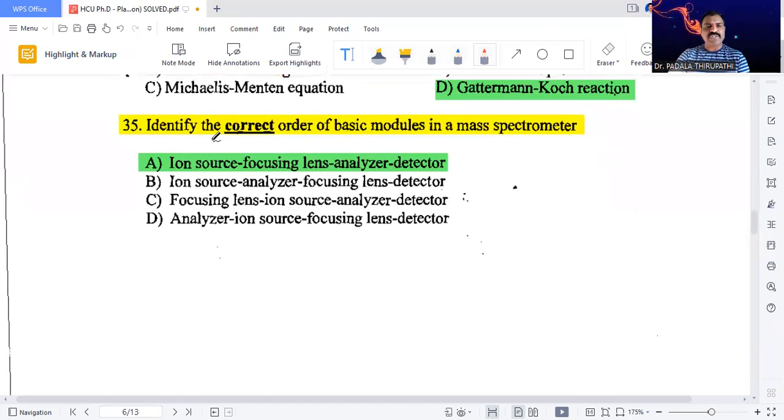And the 35th question: identify the correct order of the basic modules in a mass spectrometer. That is ion source, focusing lens, analyzer, and detector. This is the correct sequence.